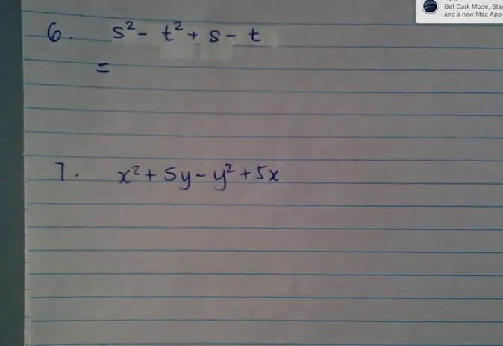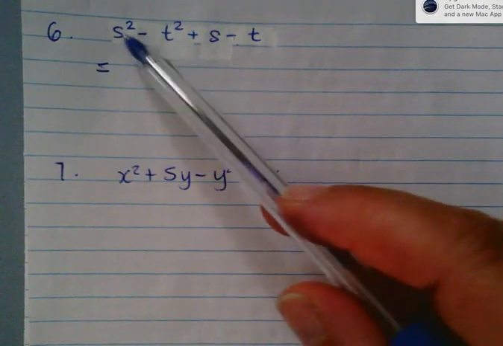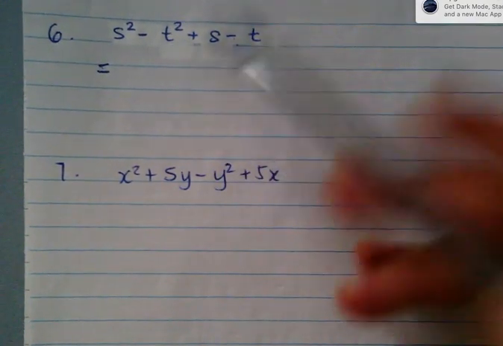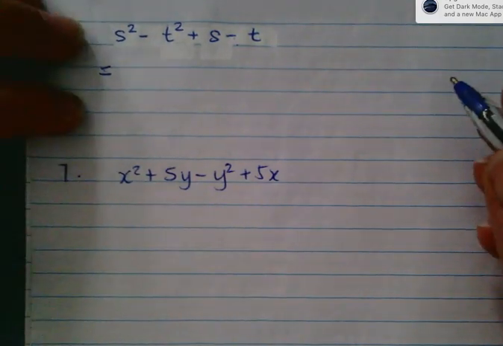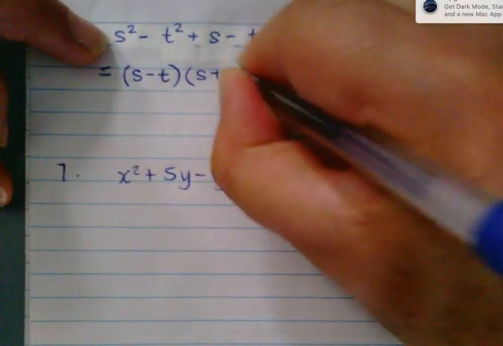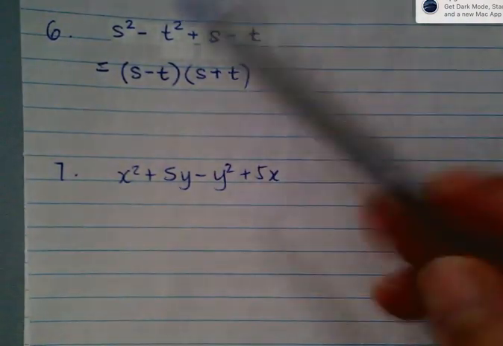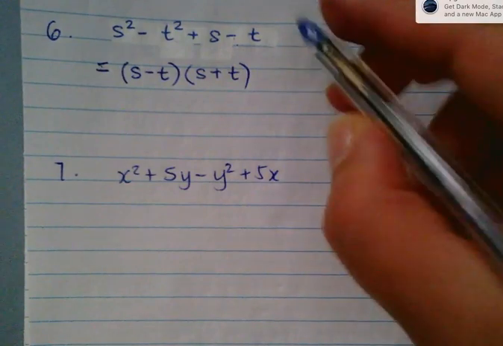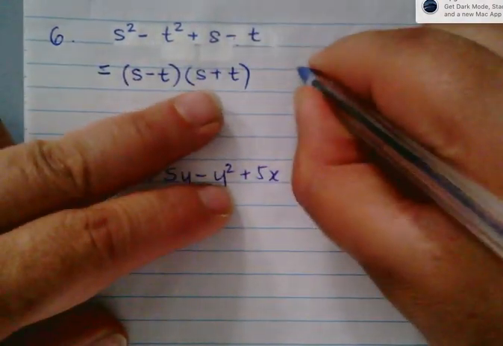Okay, now, sometimes when you've got 4 terms, the first 2 terms could actually be a difference of 2 squares, which is what you did in the homework from last lesson. So s squared minus t squared is s minus t, s plus t. Okay, now you have to choose. Now, so we've got s squared minus t squared is s minus t, s plus t.